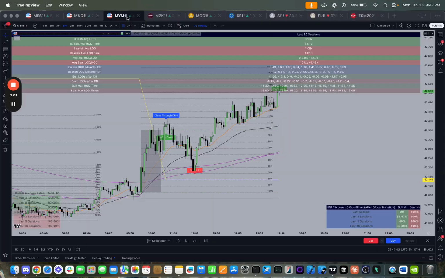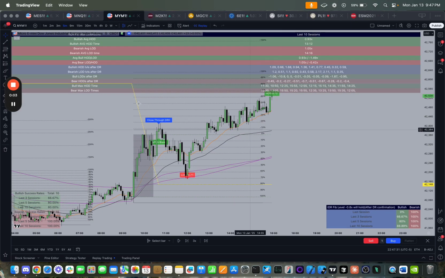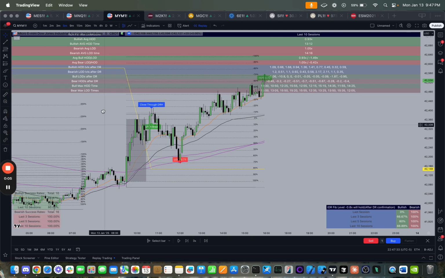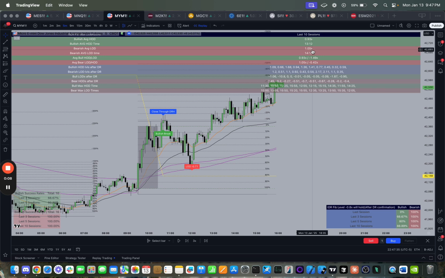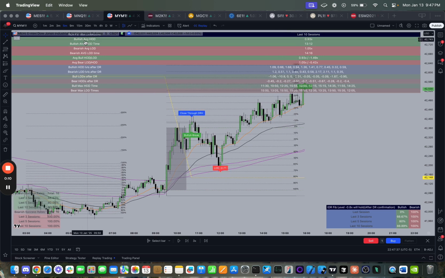Okay, so overall, pretty bomb trading day today. In terms of data, looking at the average high of the day time, we formed at 13:12. What we want to do with that data is cluster it, and I'll tell you what I mean by that.